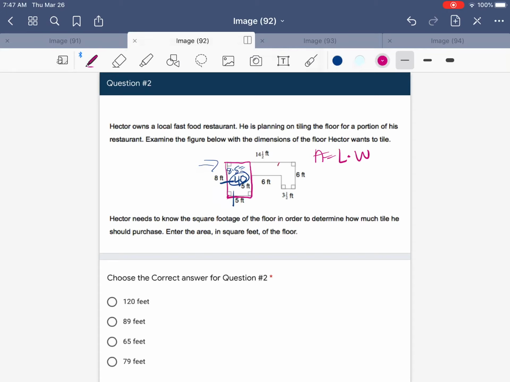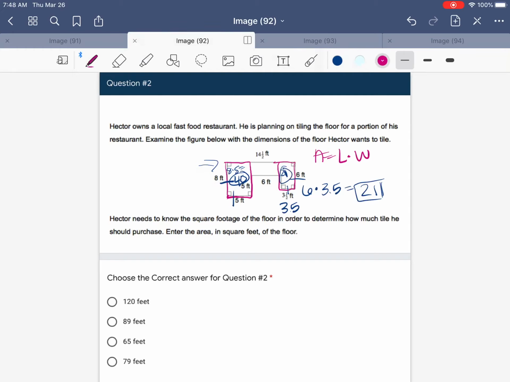Then let's come back over and look at this one right here. We can tell that its length is 6 and its width is 3.5. So on that one, we just want to take the 6 times 3.5 and get our answer, which is 21. So for that one, it's 21.